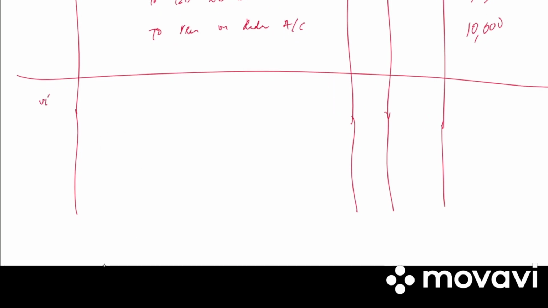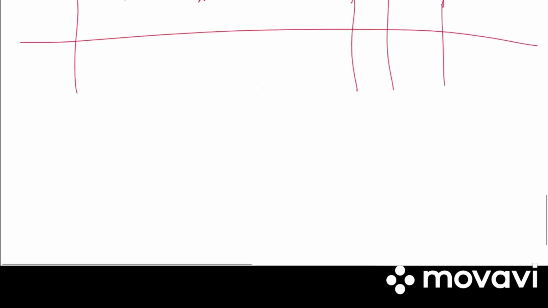Last, case 6. Issued at premium and redeemed at premium. So first entry will be bank account debited to 12% debenture application and allotment account. 2,000 into 105, 2,10,000 debit, 2,10,000 credit. Write the narration. Application money received.